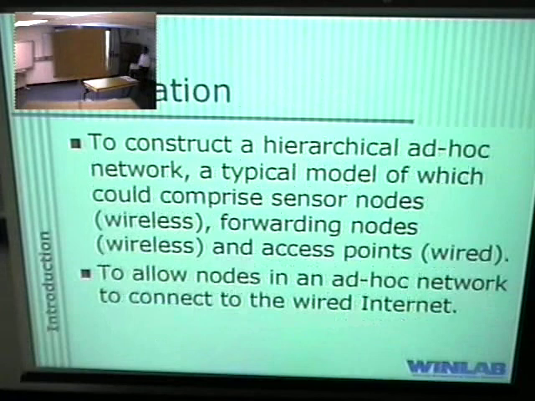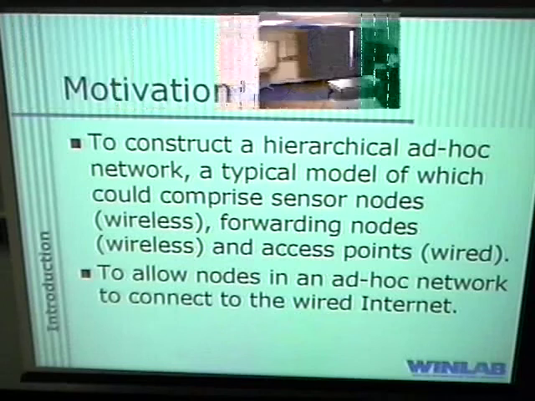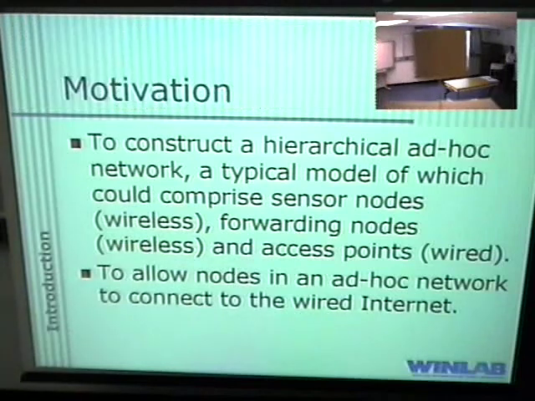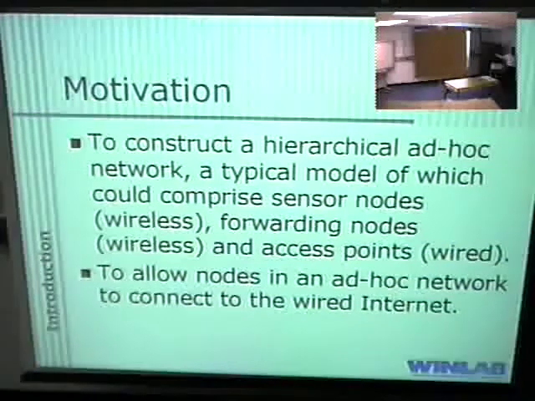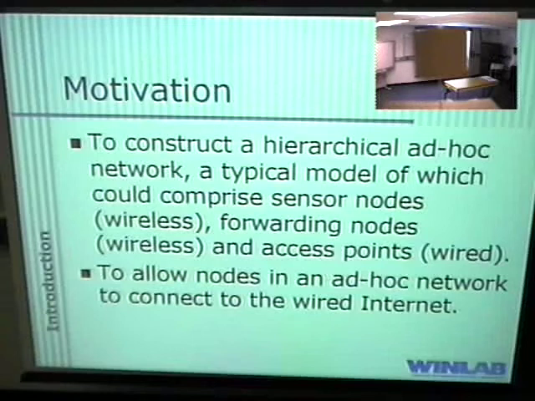So the motivation for this problem, as I mentioned, was that Dr. Kumar's talk led us to think about this. And in fact, WINLAB is pursuing a project called the Hierarchical Ad Hoc Network, which has a kind of three-tier layer, in which one of the layers is the wireless sensor node, which sends its information to the wireless forwarding node, which finally goes to the access points which are wired. So what we're looking at here today is a simplified version of this, which has just two tiers, the access points and the wireless sensor nodes.